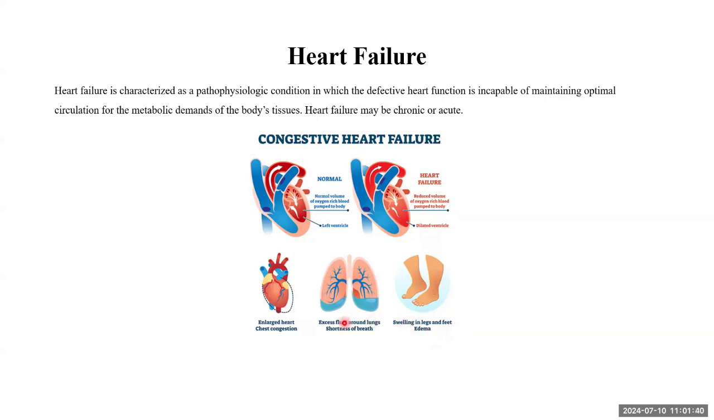So there would be fluid buildup in the lungs and shortness of breath. Then there would be an enlarged heart and chest congestion. So in short, there would be pooling of blood because the heart is failing to pump the blood. Overall, the blood starts to get pooled in the legs, in the lungs, as well as in our body cavities.